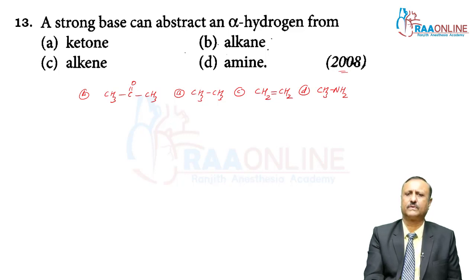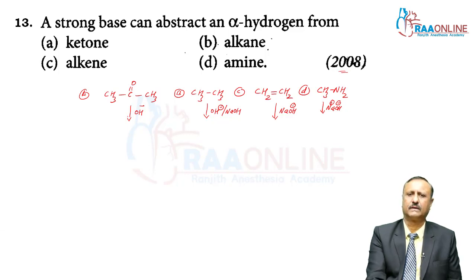Now when these four compounds react with the base OH minus ions, it is a strong base, which means you can use NaOH, the strong base. Now the question is which alpha hydrogen is abstracted or removed from these compounds.